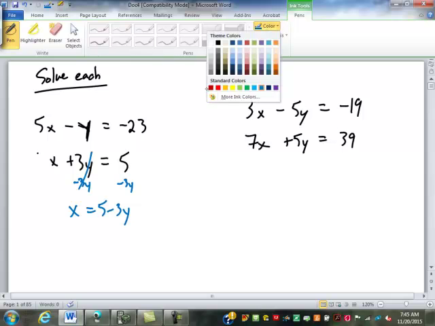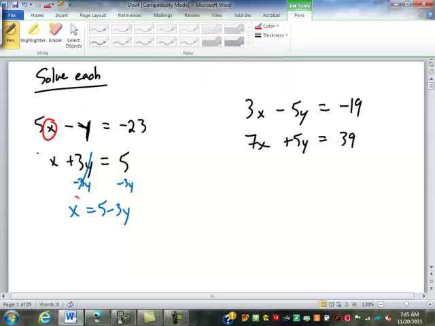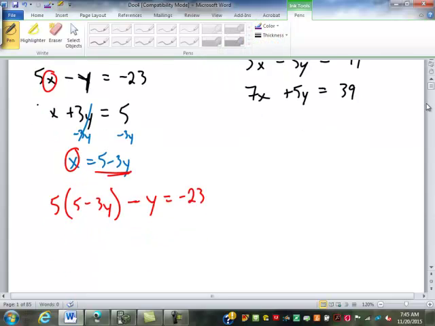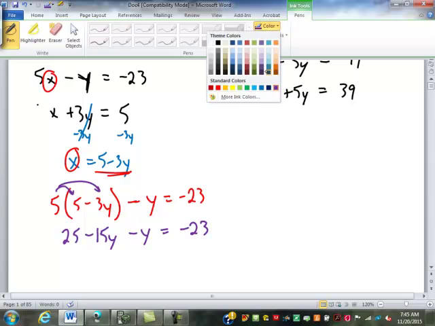So now I'm going to take this x here and replace it with this x. I'm going to replace it with 5 minus 3y. So 5 times x becomes 5 times (5 minus 3y) minus y equals negative 23. And then we do 5 times 5 is 25. 5 times negative 3y is a negative 15y. Minus y equals negative 23.